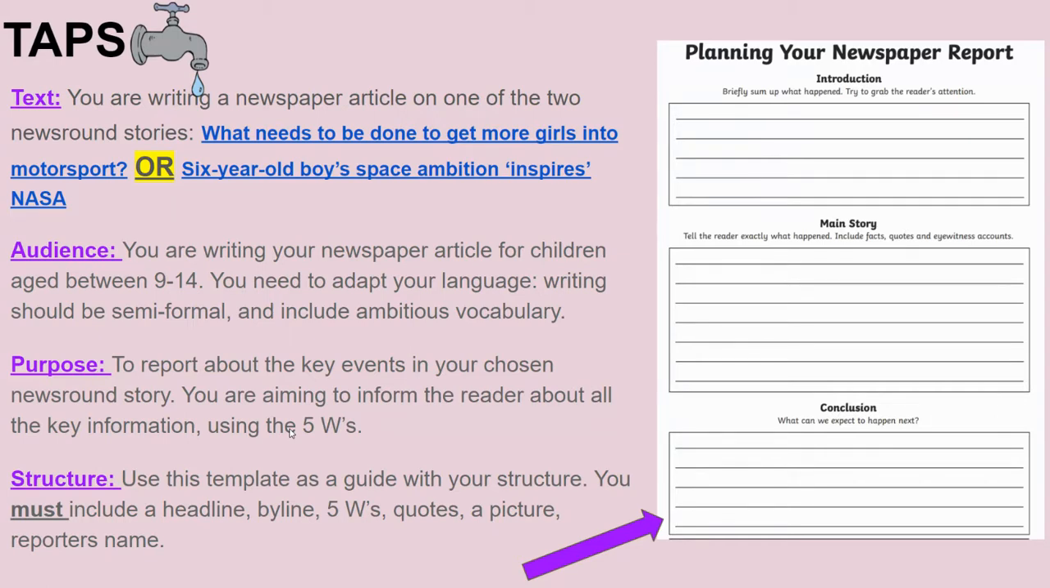You need to adapt your language, thinking of a semi-formal tone and using that ambitious vocabulary. If you'd like to challenge yourself even further, you might think, do you know what, I'm going to include a glossary, maybe remembering back to our weeks 1 and 2, where you created some outstanding glossaries in your work. Can you also think of perhaps using your 5 W's to inform the readers? So your purpose is to report about the key events in your chosen Newsround story. You are aiming to inform the reader all about the key information using the 5 W's.